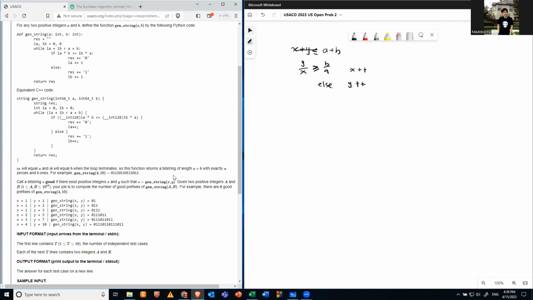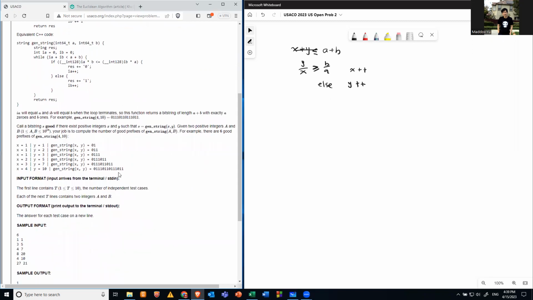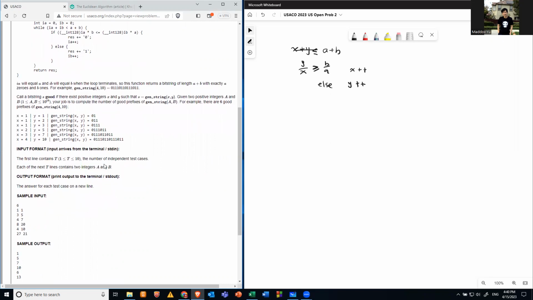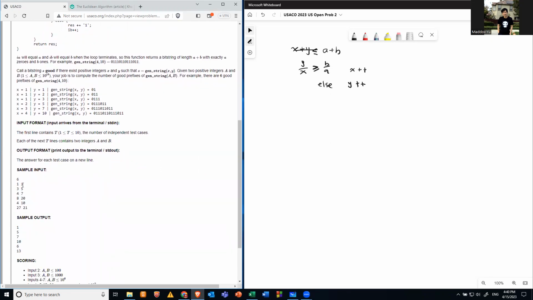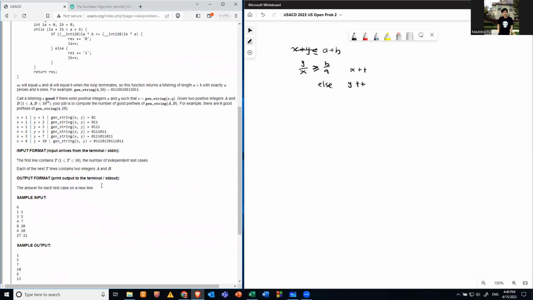So what they're asking is, every time x improves, you label that as 0. If y improves, label that as 1. In the end, you get a string like this. The question is basically how many prefixes of the final string are also good strings, represented by certain numbers. And then you want to calculate it in multiple cases.